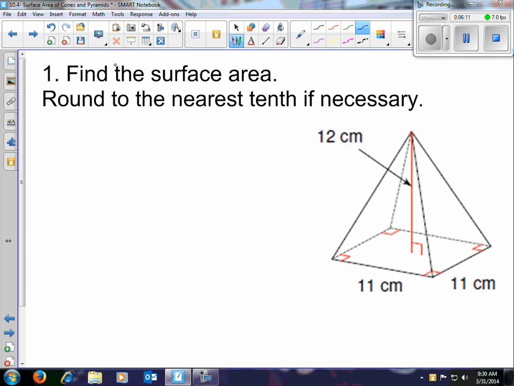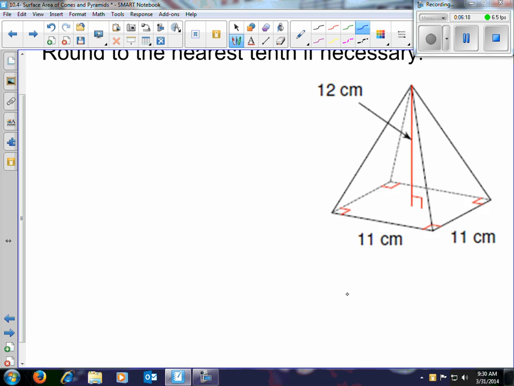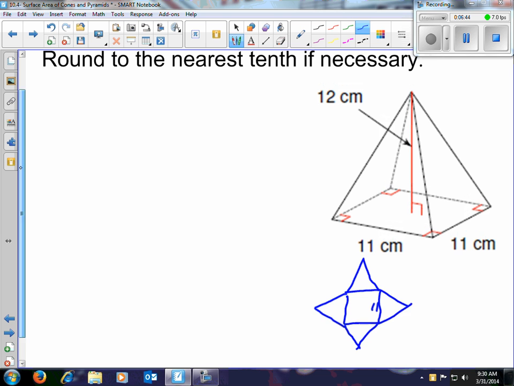Now we have pyramids. It says find the surface area, round to the nearest tenth if necessary. If you want to, you are more than welcome to make a net of this. So you would have a square, and then a triangle here, a triangle here, here, and here. Your side length would be 11, and then you can label everything and solve from there. Or we can use the formula.